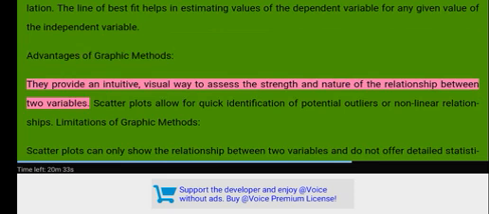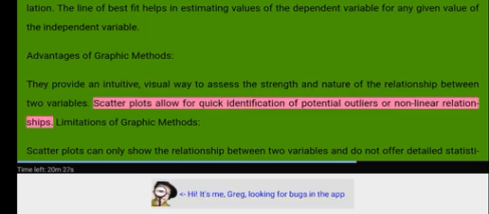Advantages of graphic methods. They provide an intuitive, visual way to assess the strength and nature of the relationship between two variables. Scatter plots allow for quick identification of potential outliers or nonlinear relationships.